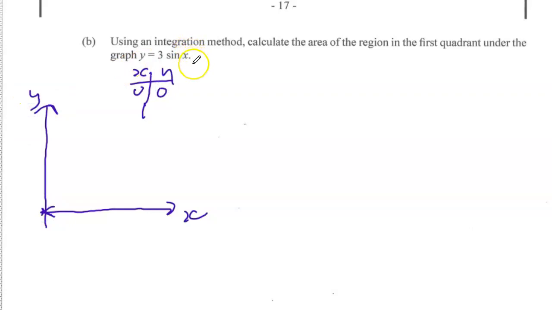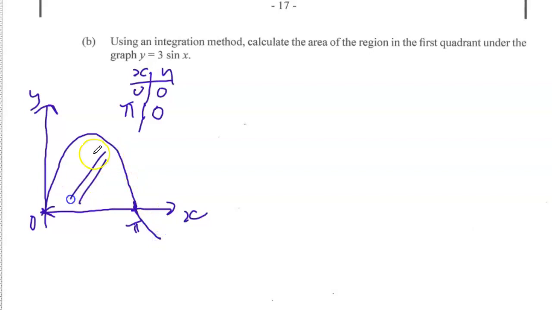And we also note sin 180 is also 0, so 180 is pi in radians. So when x is pi, y is 3 sin pi, which is also 0. Remember, sin 0 is 0, sin 180 is 0, and sin 360 is also 0. But we're doing the first quadrant, so 0 and pi. So this graph would maybe look something like that. Alright? So we want this area under the graph, and the limits will be 0 and pi.